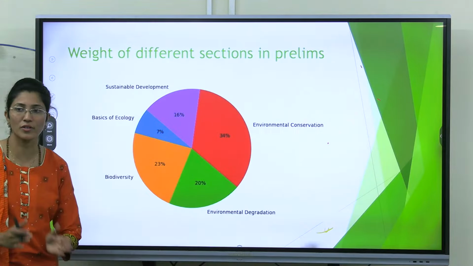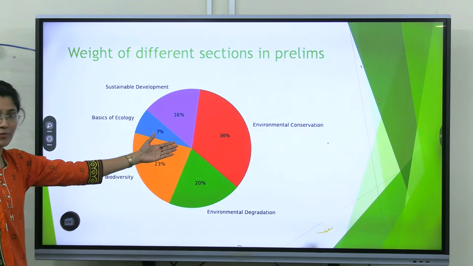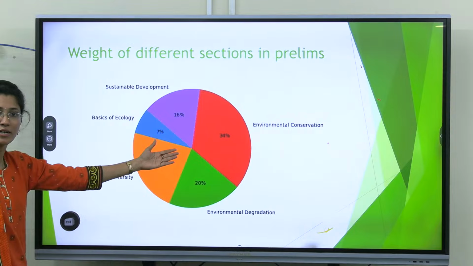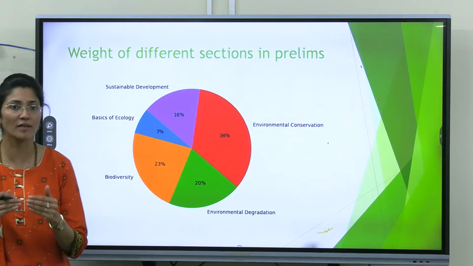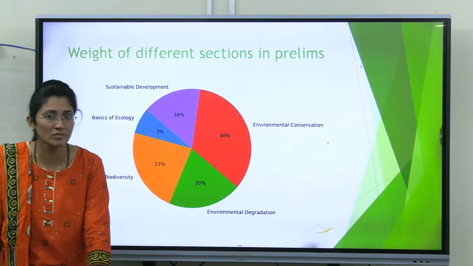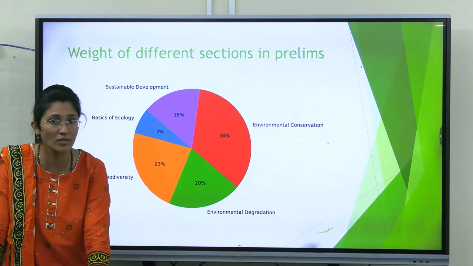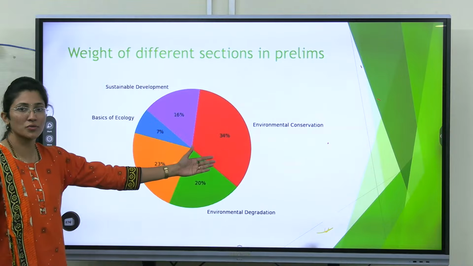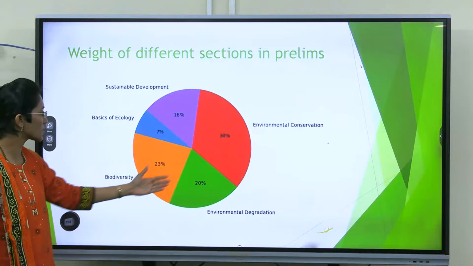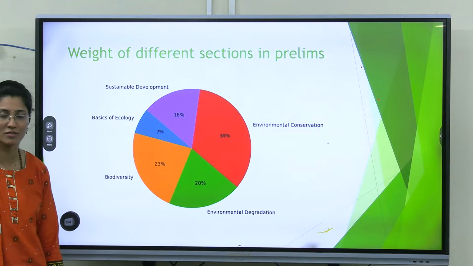Look at the weightage of different topics from environment in prelims. Major weightage is from environmental conservation, which is primarily derived from current affairs. What topics are covered under environmental conservation? International conventions, agreements, protocols, international bodies, domestic laws, rules and regulations for environmental protection. This constitutes the major portion. Next comes biodiversity, species in news, right?